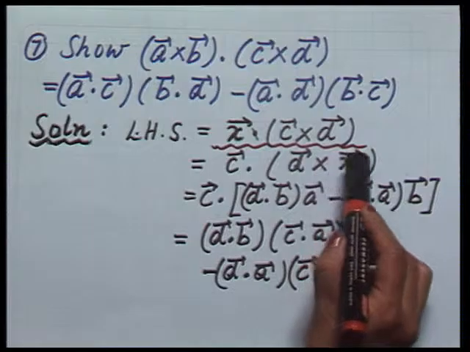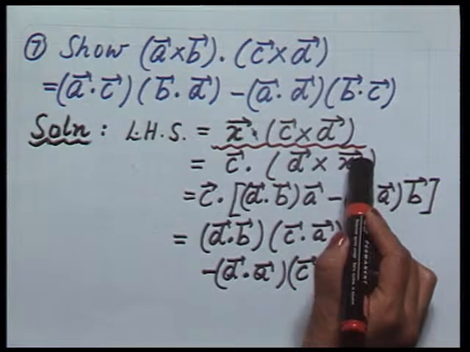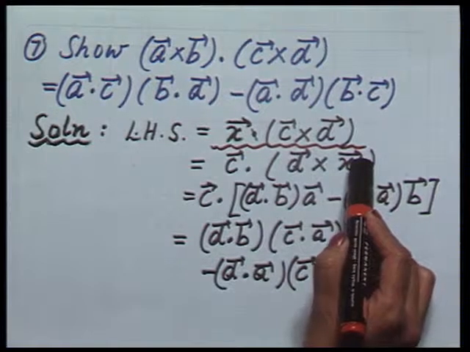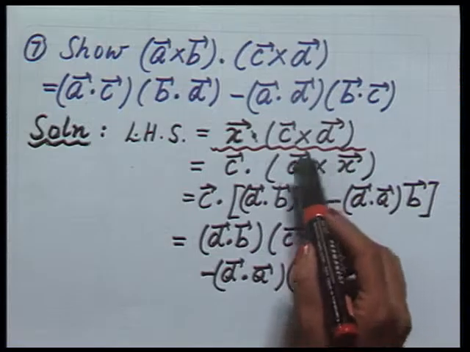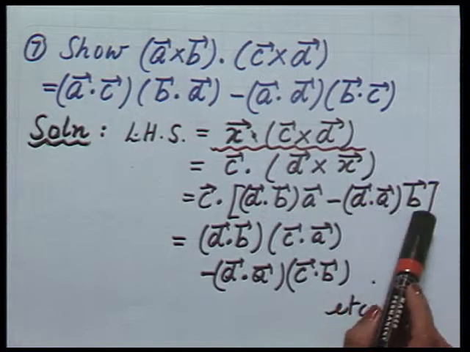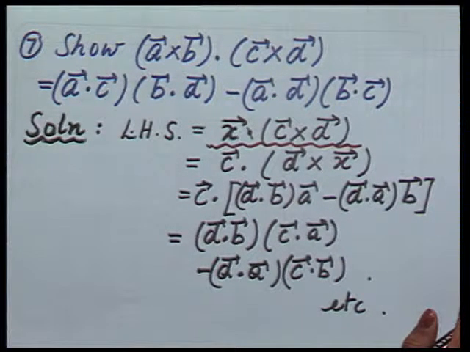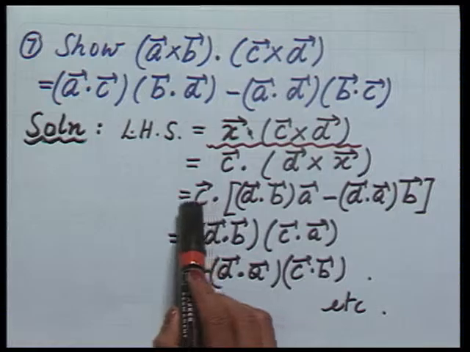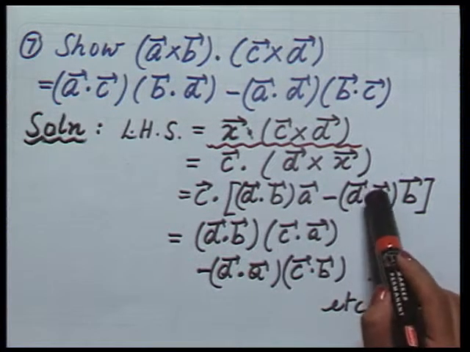D cross A cross B, by the formula for the vector triple product, is D dot B A minus D dot A B. I have skipped a step here. This is what we will get. And now we have C dot some scalar lambda A minus some scalar mu B.